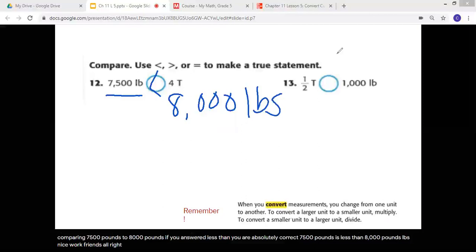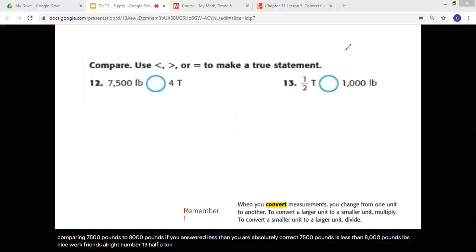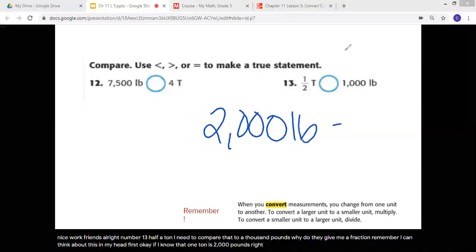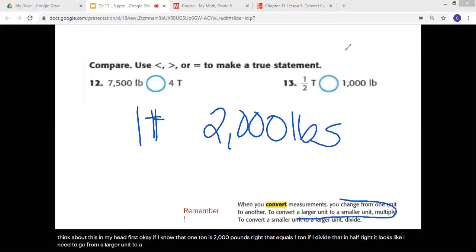All right, number 13. Half a ton. I need to compare that to 1,000 pounds. Why did they give me a fraction? Remember, I can think about this in my head first, okay? If I know that 1 ton is 2,000 pounds, right? That equals 1 ton. If I divide that in half, right? It looks like I need to go from a larger unit to a smaller unit, which means I'm going to multiply. I could use the fraction and multiply, and it looks like this. 1/2.